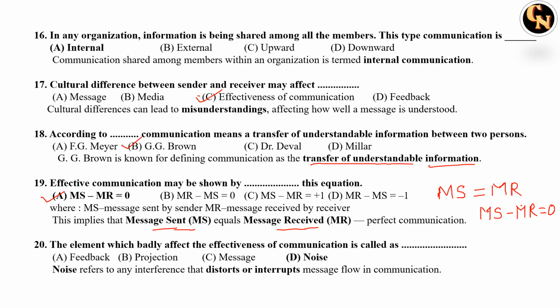Now the last question of this part 1, that is the 20th question. The element which badly affects effective communication is called dash. So effective communication will be greatly affected because of the disturbance, that is noise. Like when I'm talking with you, if there is a background noise, it will get badly affected. I cannot have effective communication whatever I'm trying to teach you online, correct? So D is the correct option for this.